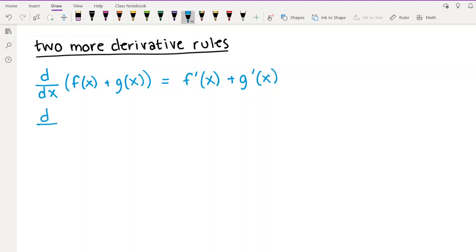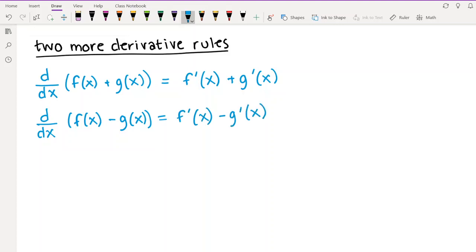On a similar note, the derivative of functions subtracted, same deal. If you have two functions subtracted, you can take their derivatives separately.